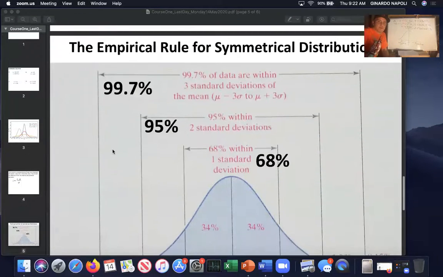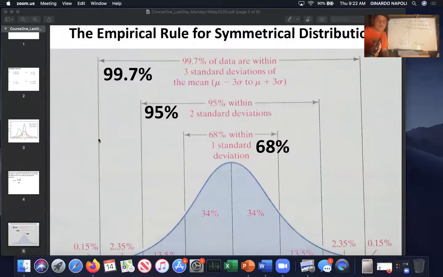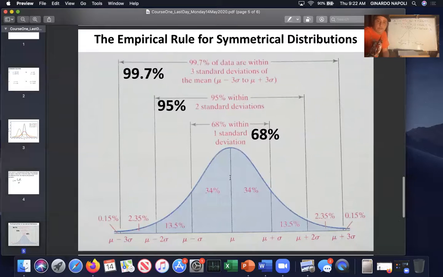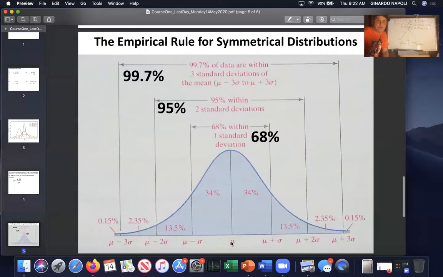Okay, and then here's what I was telling you. This is called the empirical rule, those percentages that I mentioned. And this kind of spreads it out a little bit. Notice down here on the bottom, the mean in the middle. If you add the standard deviation once, twice, 3 times, or if you subtract the standard deviation once, twice, and 3 times.